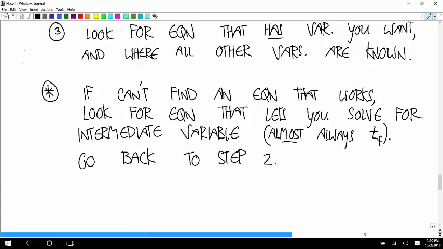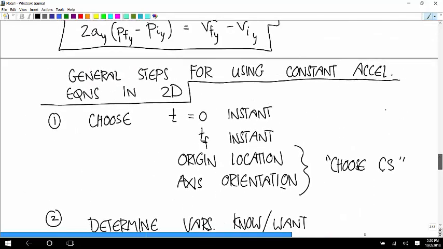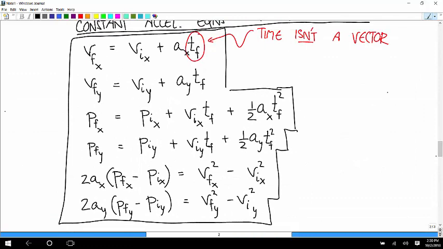Okay, so why is it that time final is going to be so useful in two-dimensional kinematics as an intermediate variable? The reason is that notice that these x and y equations, and there's an x and y equation for every one of these equations that we had in one dimension, there's no crossover between variables from the x to the y's, except for time final. Okay, so that's the thing that makes time final really useful in 2 dimensions.